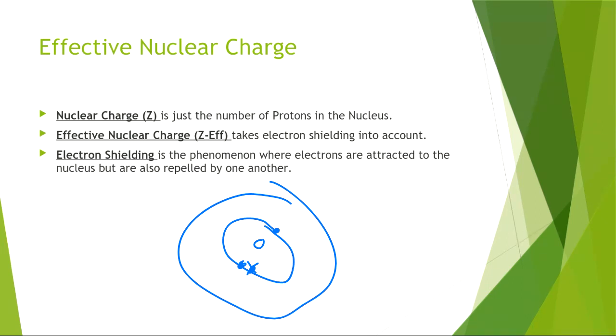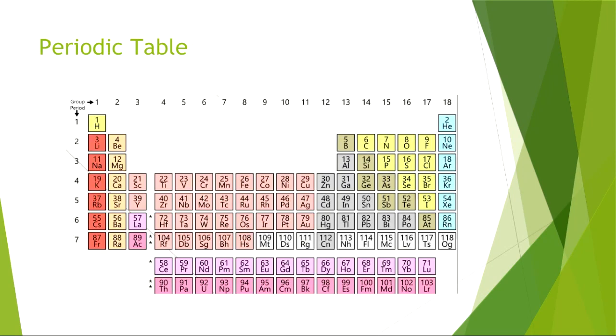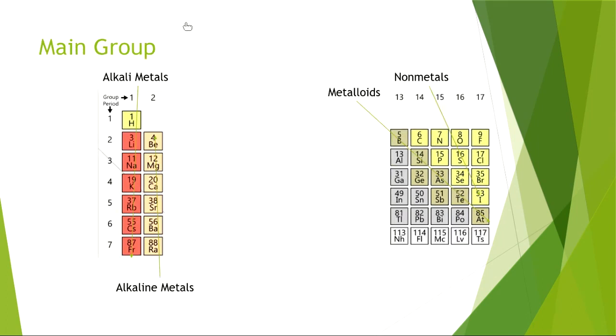So now chapter 4 goes over the periodic table and periodic trends. Here's a brief overview of the periodic table. We'll start with the main group. Now the main group, you have your alkali metals, which are all of these here, and you have your alkaline metals, which are all these here. Metalloids are all of these darker green ones, and then your non-metals are all of these.